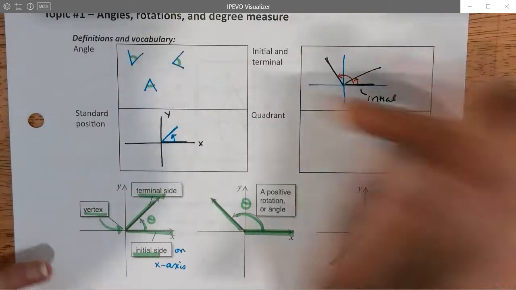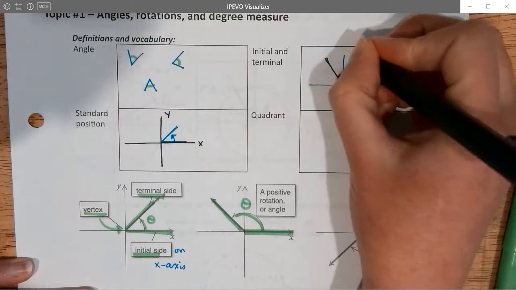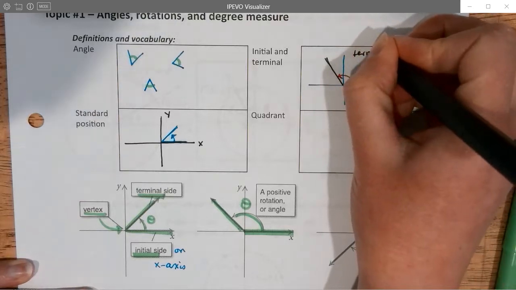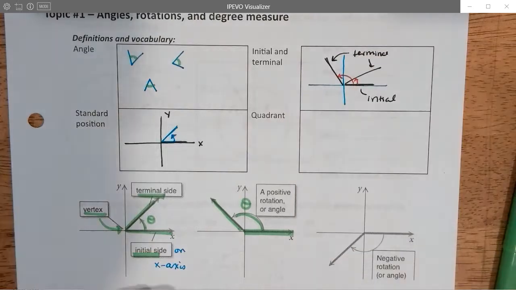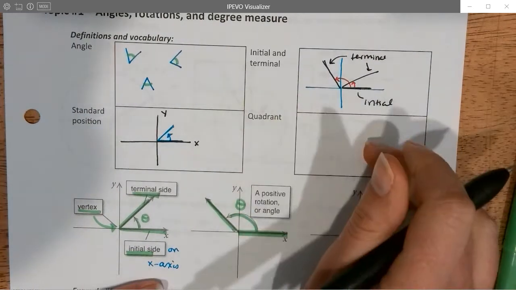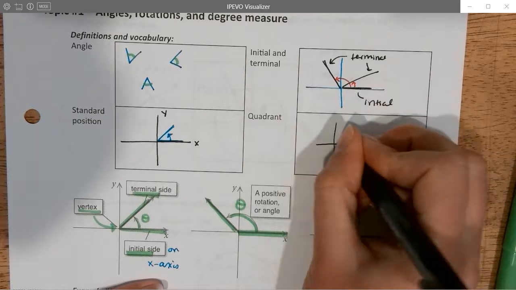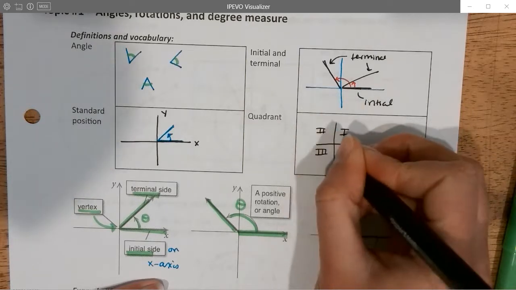I guess instead of drawing pictures, they probably want me to write words here. But initial or terminal, I'm drawing pictures. So terminal, there are two different terminal sides. It's just how far my angle opens up to. Quadrant is which quadrant it's in. It can be in quadrants 1, 2, 3, 4. So again, we know our quadrants are 1, 2, 3, and 4.